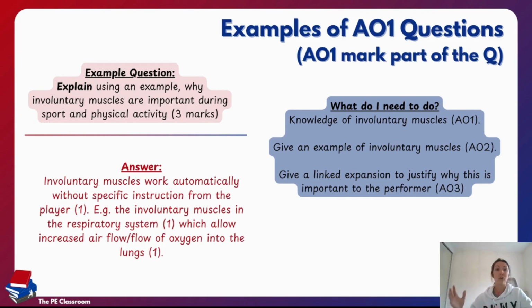So if you aren't too sure about the AO2, the AO3 types of questions, or that word explain confuses you, or you're not really sure how to answer it, if you could recognise that actually I might just have to give a little bit of knowledge of what involuntary muscles are, then do that and you've already gained 1 extra mark. Okay, rather than just going, oh, I don't know how to answer it. Don't let the word explain and the waffle confuse you, really, because you don't want that.